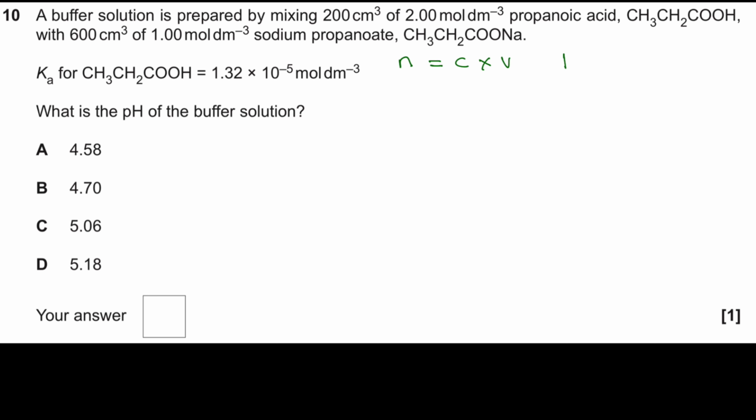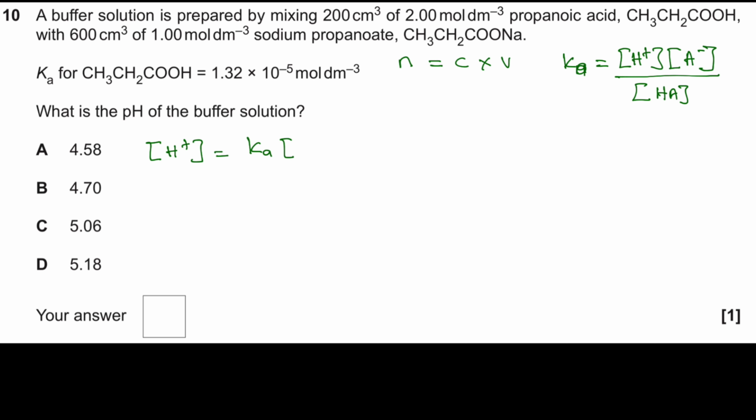And we know that Ka also has a formula. Ka is the concentration of H plus times the concentration of A minus, that's sodium propanoate, divided by the concentration of acid, which is propanoic acid. But we need to first of all make H plus the subject, so the concentration of H plus, which is what we're looking for, will be the Ka times the concentration of propanoic acid, HA, divided by the concentration of the sodium propanoate, which is A minus.